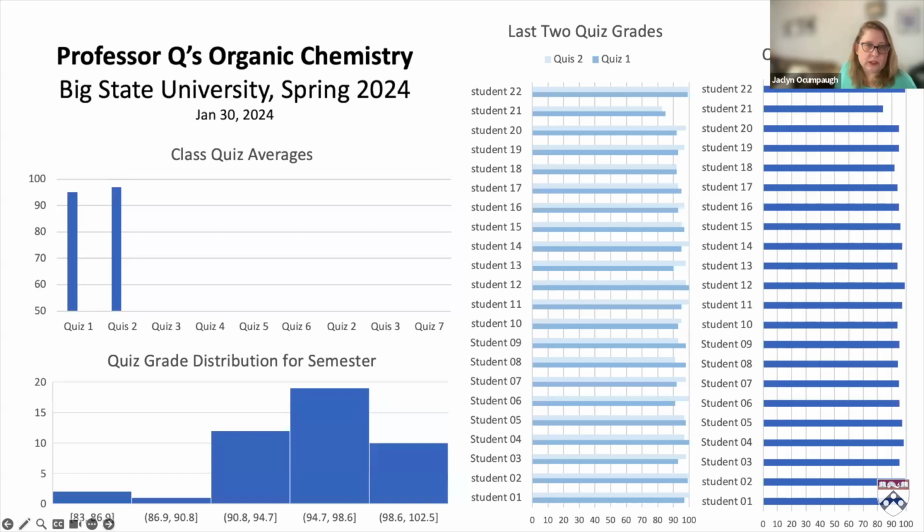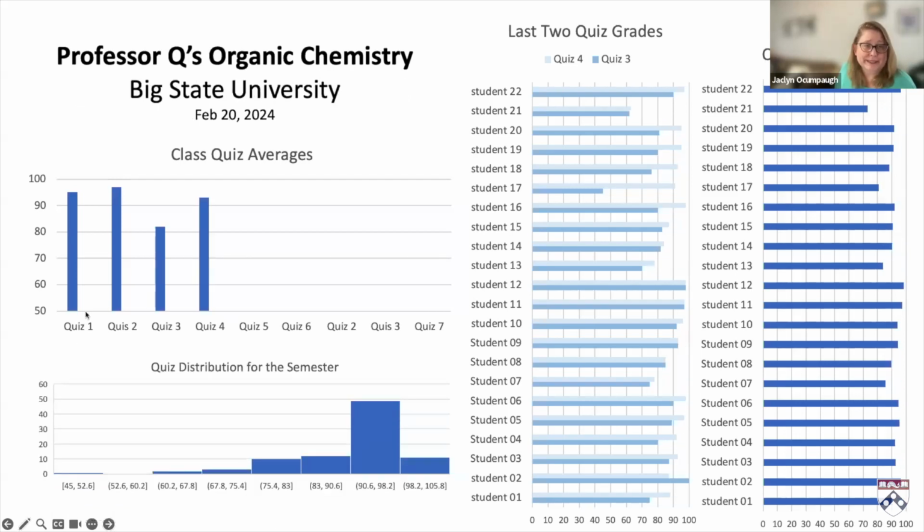As the semester goes on, we have more data. So with quiz 3 and quiz 4, we see some changes. Definitely quiz 3 appears to be a little more difficult, or students had external causes that kept them from performing as well. We see the distribution has changed, and since quiz 3 was lower here, it's not surprising that we're seeing lower grades among the individual students.